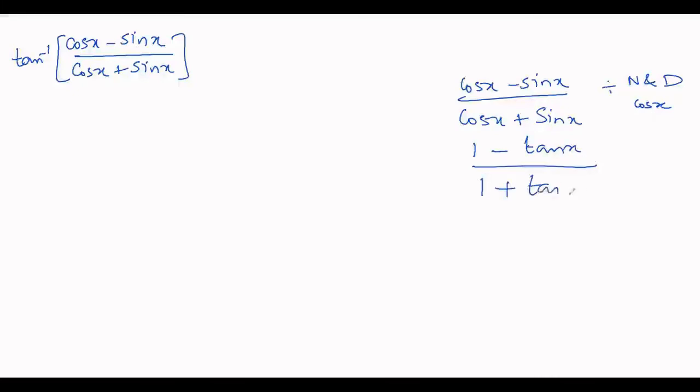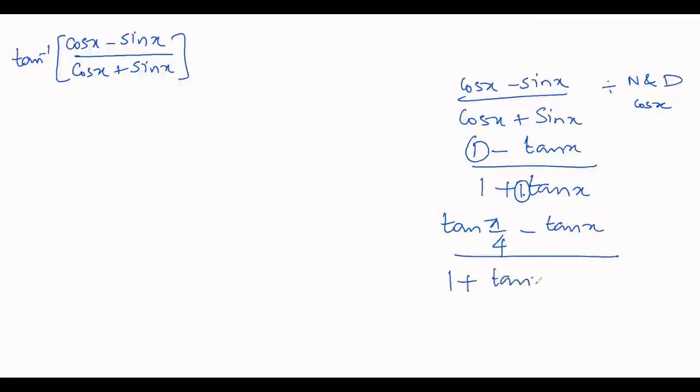Now I'm going to introduce a 1 here. For this 1 and this 1, which is the multiplicative identity, I'm going to substitute tan pi by 4 because we know tan pi by 4 is equal to 1. So tan pi by 4 minus tan x divided by 1 plus tan pi by 4 into tan x. Now this is of the form tan a minus tan b over 1 plus tan a tan b, which is equal to tan of a minus b. So tan of pi by 4 minus x.